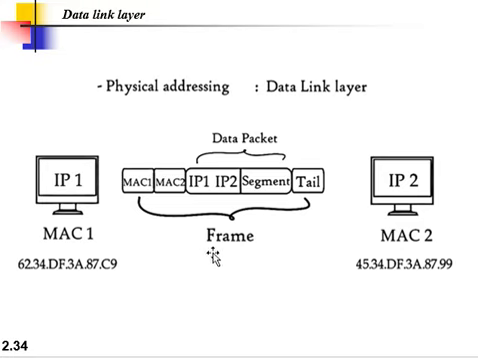A data packet is actually the combination of a segment and the source and destination IP addresses. In this layer we also add the MAC address of the source and destination device.